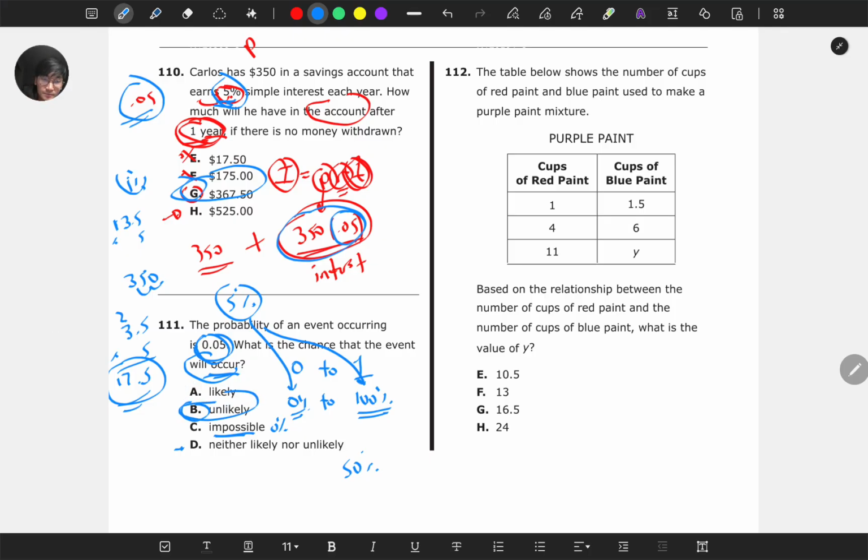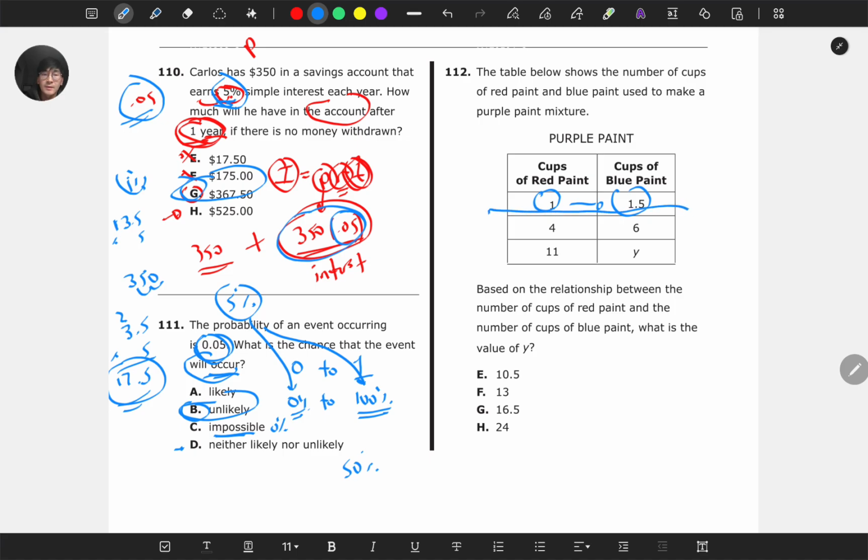Okay, 112. Based on the relationship between the number of cups of red paint and the number of cups of blue paint, what is the value of y? The table below shows the number of cups of red paint and blue paint used to make a purple paint mixture. So they're giving you a recipe here. So how do you read this recipe? Well, they're saying that for 1 cup of red paint, I need 1.5 cups of blue paint.